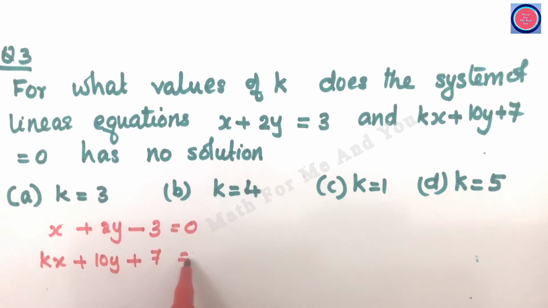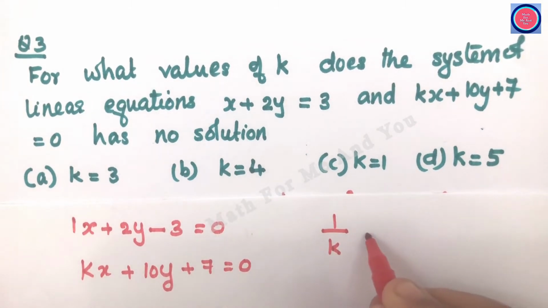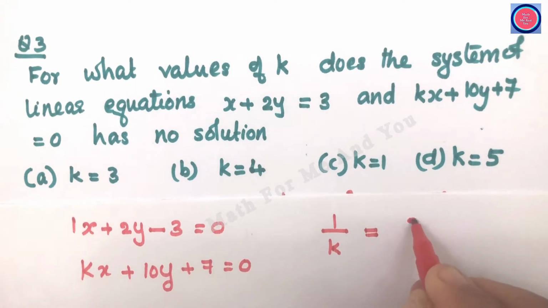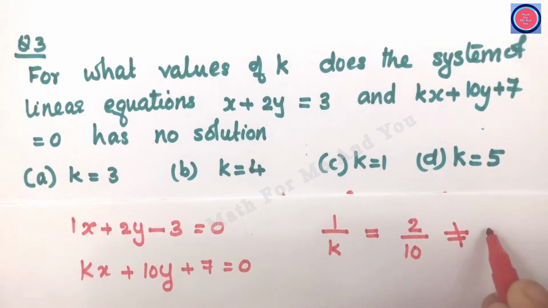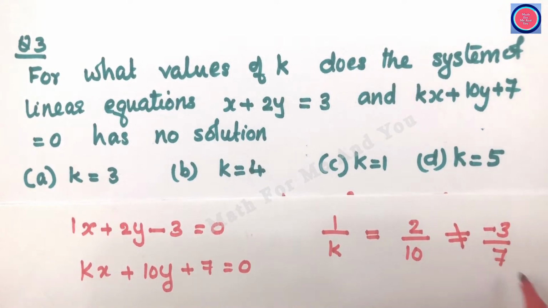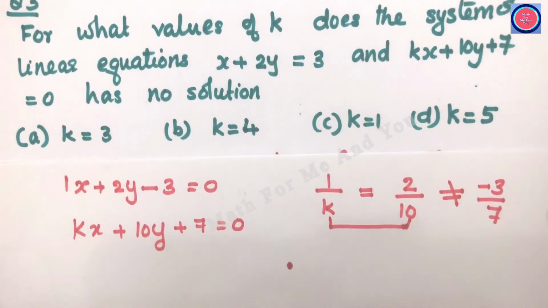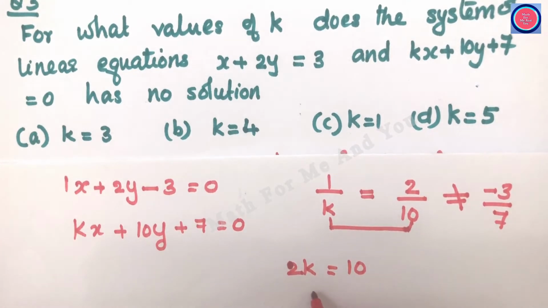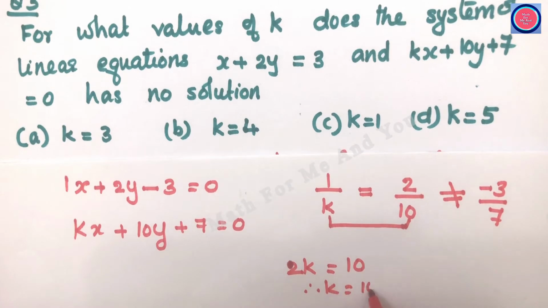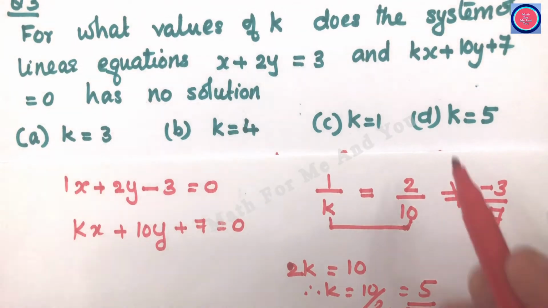Now we can write down the ratios of coefficients. Coefficient of x in the first equation is 1. So we write the ratio 1 by k, which is equal to b1, the coefficient of y in the first equation, 2, divided by b2, that is 10, which is not equal to c1 by c2, that is minus 3 by 7. To find the value of k, we should take the first two ratios. 1 by k equals 2 by 10. Cross multiply and get the value of k. 2k equals 1 times 10, that is 10. Therefore k equals 10 divided by 2, that is 5. So k equals 5 is the answer. That means option D is the correct answer.